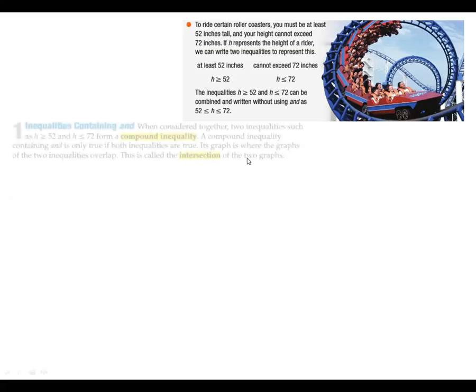So we can write this as a combined or compound inequality by thinking of it as h has to be greater than or equal to 52, and h has to be less than or equal to 72. So we write it like this: 52 is less than or equal to h is less than or equal to 72. When you see a statement set up like this, you would read it: h is greater than or equal to 52 and h is less than or equal to 72.